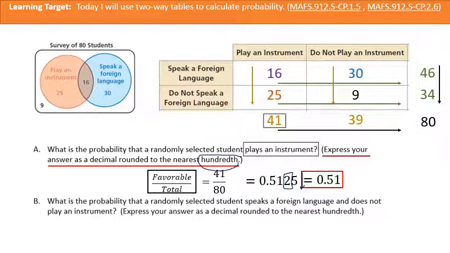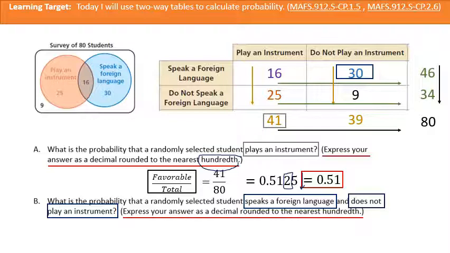All right, look at B. What is the probability that a randomly selected student speaks a foreign language and does not play an instrument? So we're going to say speaks a foreign language. So is that yes or no? That's going to be yes to foreign language. Does not play a musical instrument. That's going to be no to a musical instrument. So how many people fall in that category? 30.